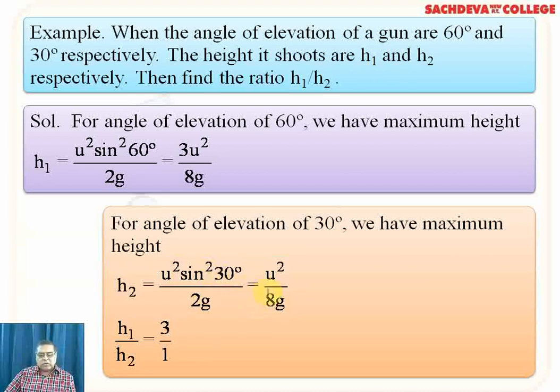So, h1 over h2 means that 3u square over 8g is divided by u square over 8g, and the ratio will become 3:1. So, h1 over h2 is 3:1.